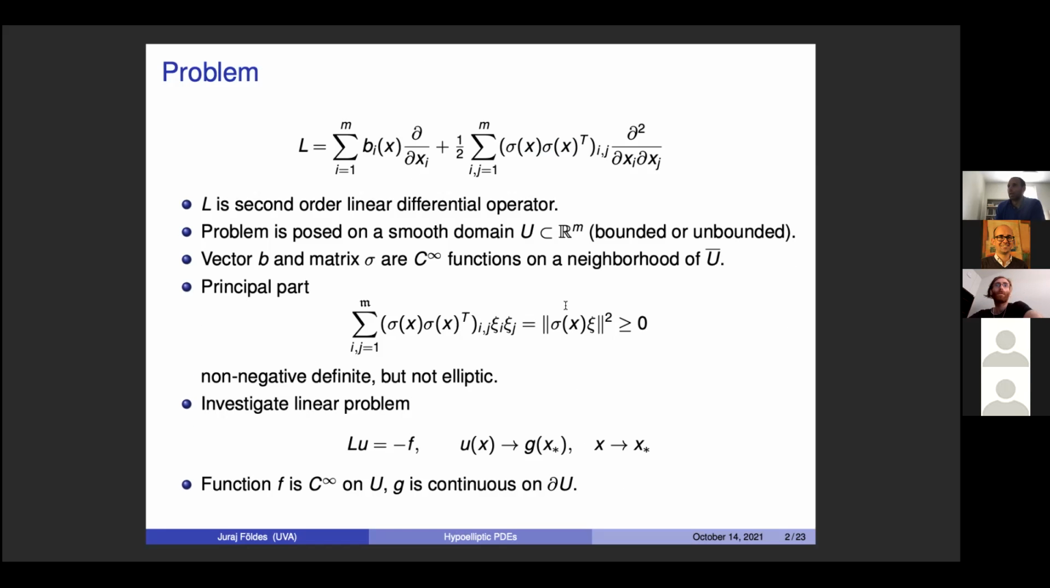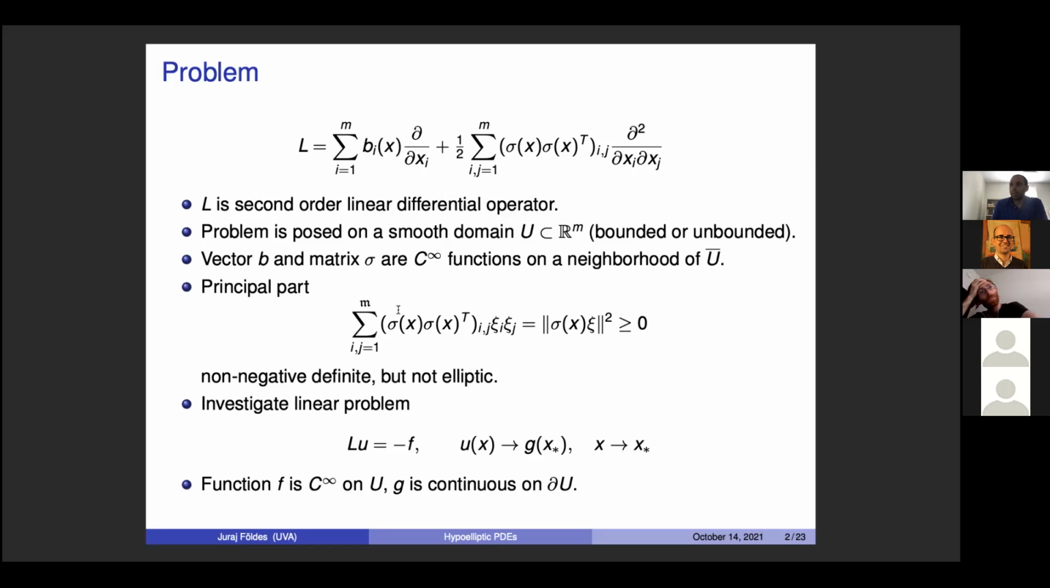I'm sorry. The vector and the matrix are going to be C infinity functions. Again, that's for simplicity. There are some improvements that can be made, but for now, let's assume that b and sigma are C infinity functions, and that can be extended on some small neighborhood around U. So there is no problem with irregularity of the domain or the coefficients. What's the last ingredient that is going to be missing?